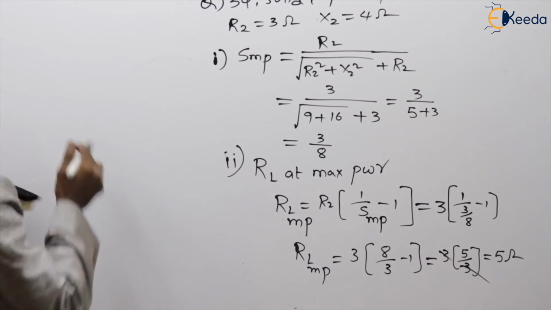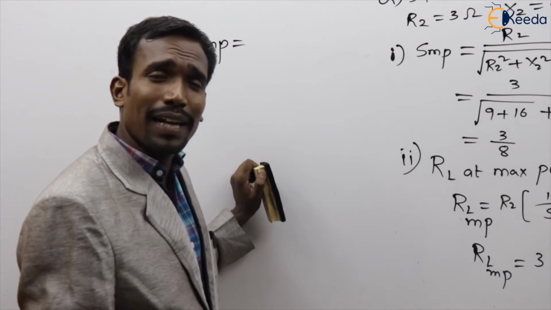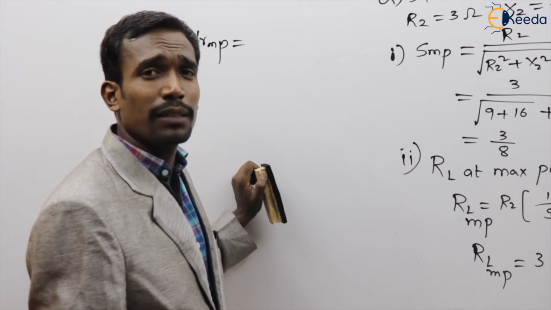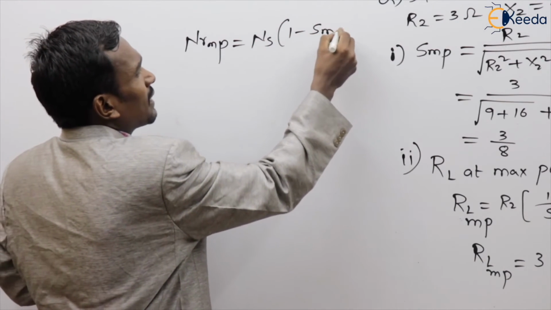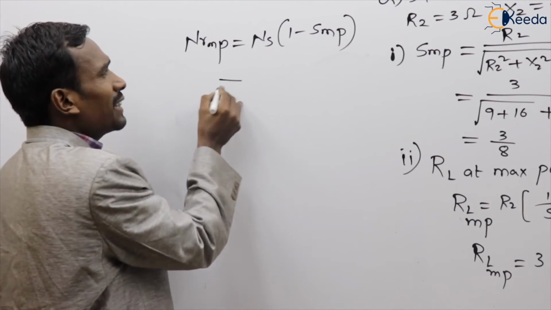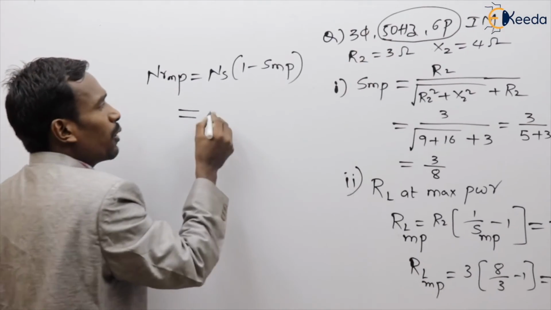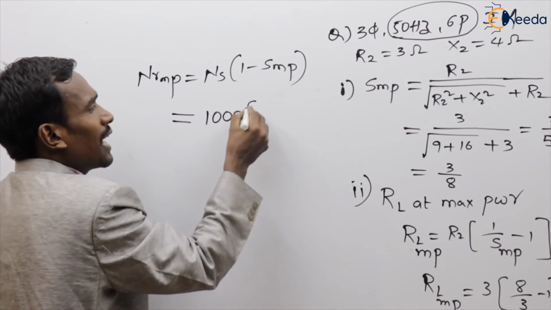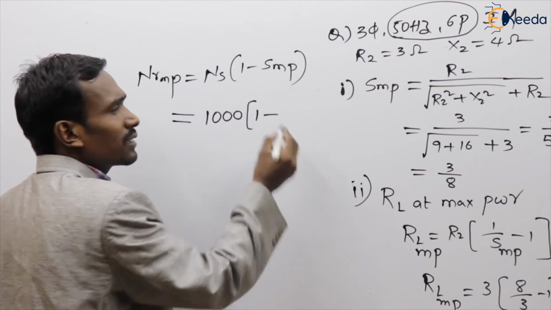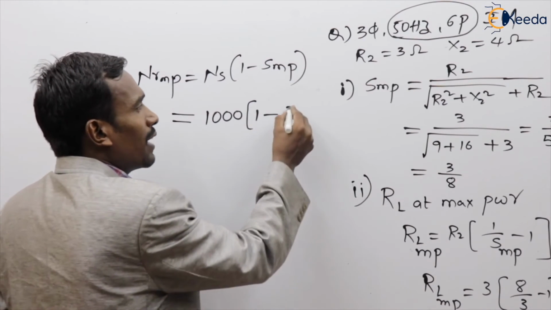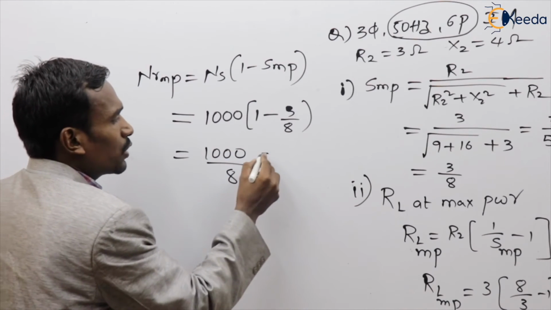And next question, they are asking the rotor speed at maximum power. Tell me the answer. We know that it is Ns into (1 minus S). What is Ns for 50 Hz 6 pole? My Ns is 1000 RPM. And 1 minus slip; what is the slip at maximum power? 3 by 8. So 1000 by 8 into 5.